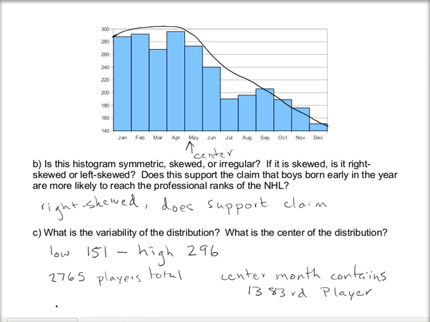And if I add that up, there are 1,144 players born through April, and there are 1,417 players born through the month of May. So my center is going to be May. All right.